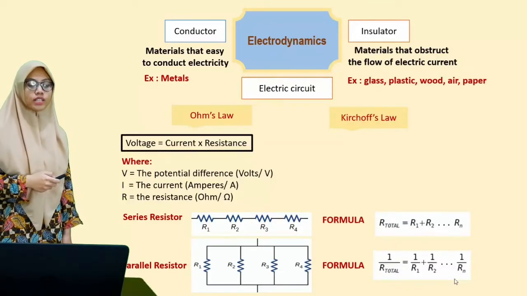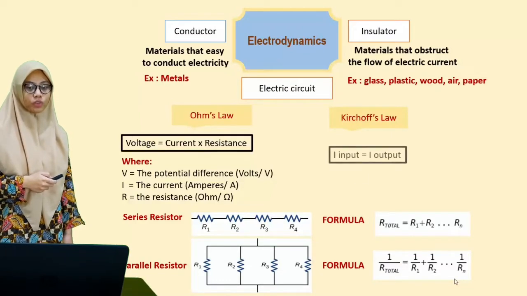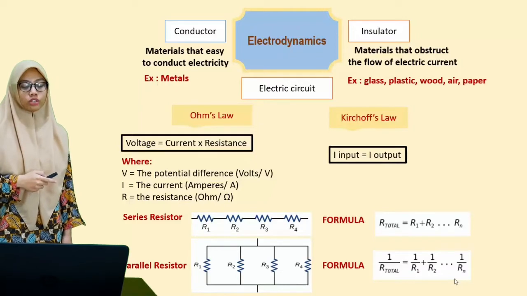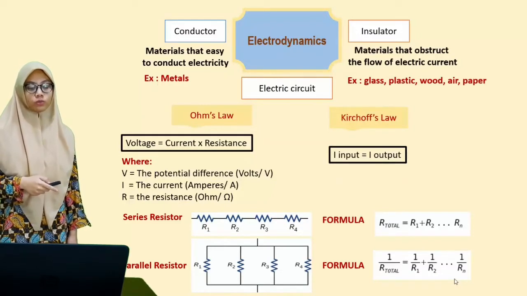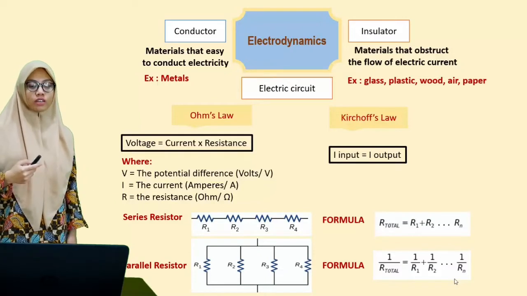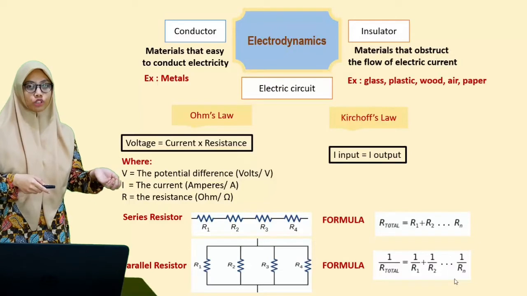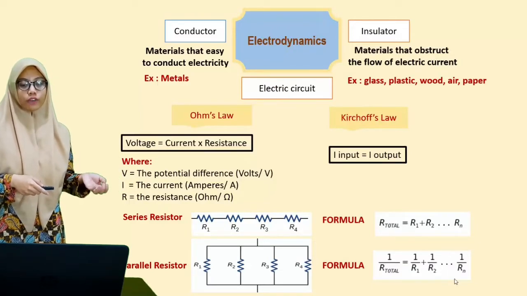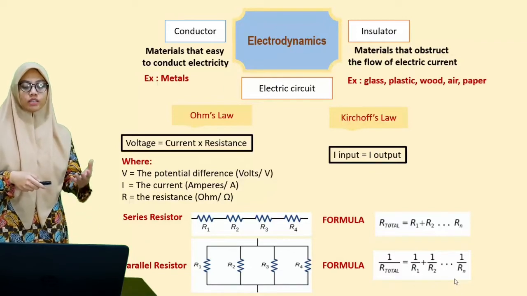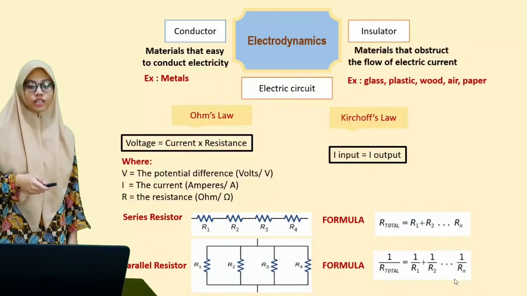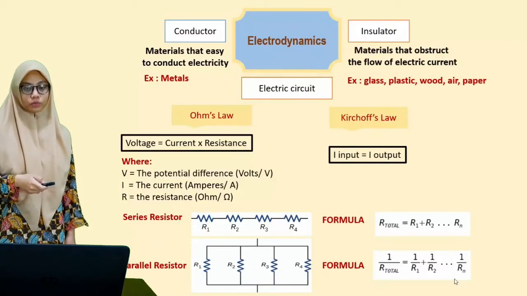Okay, next we will study about Kirchhoff's law. Kirchhoff's law says that E input equals E output. So when there are several E, you can divide them into where is the E input and where is the E output. If you have to determine the value of E, you can use this formula.